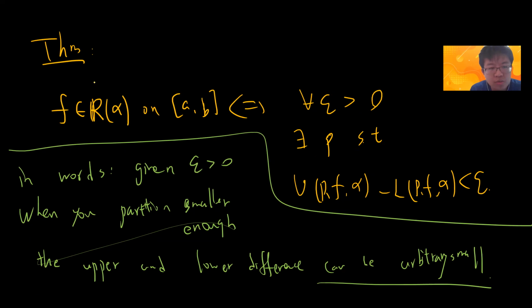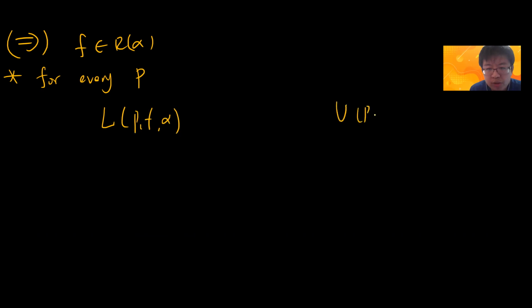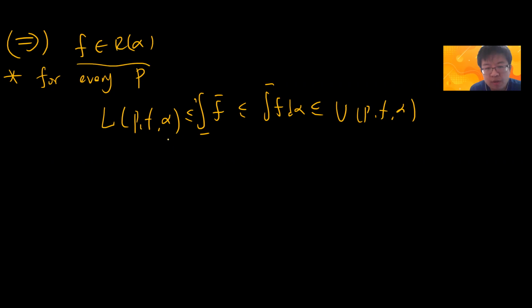Okay, so this direction is simple. We prove this, right? By definition, if f is in R alpha, previously we already know that for every partition we have the lower sum L(P,f,alpha) and the upper sum U(P,f,alpha), and since we take the sup and inf, they give us the so-called lower integral and upper integral. So if f belongs to R alpha, it means that these two are the same.